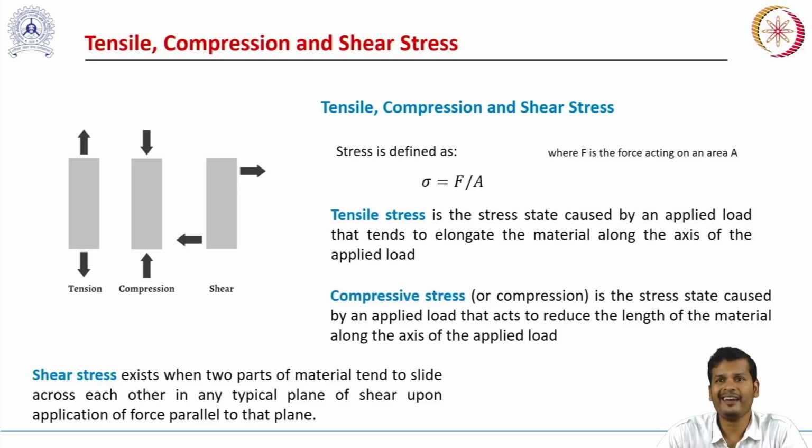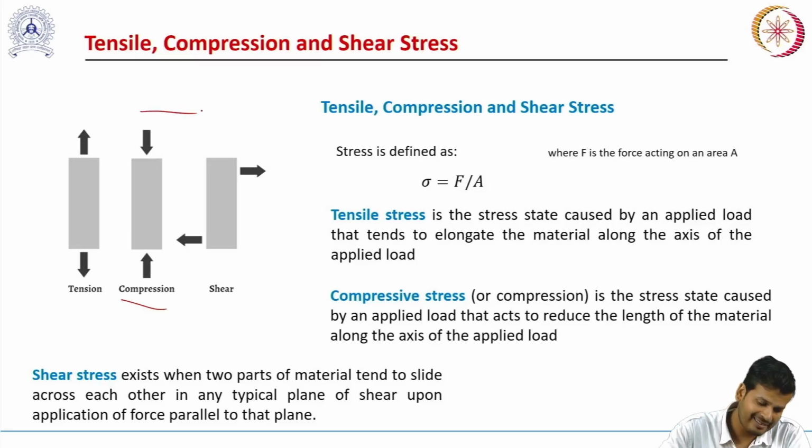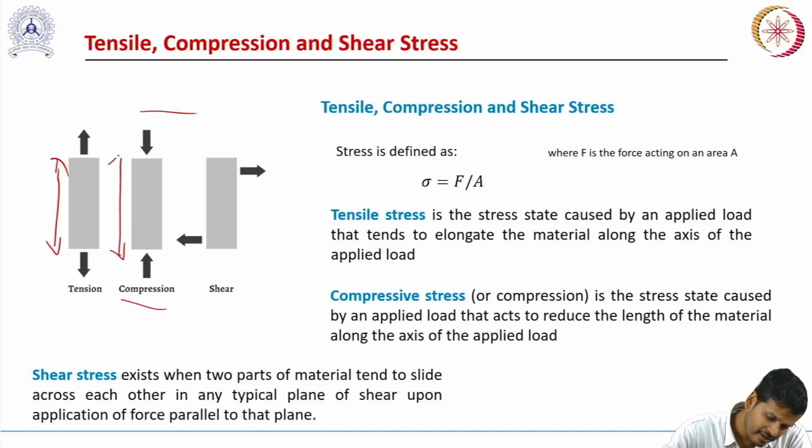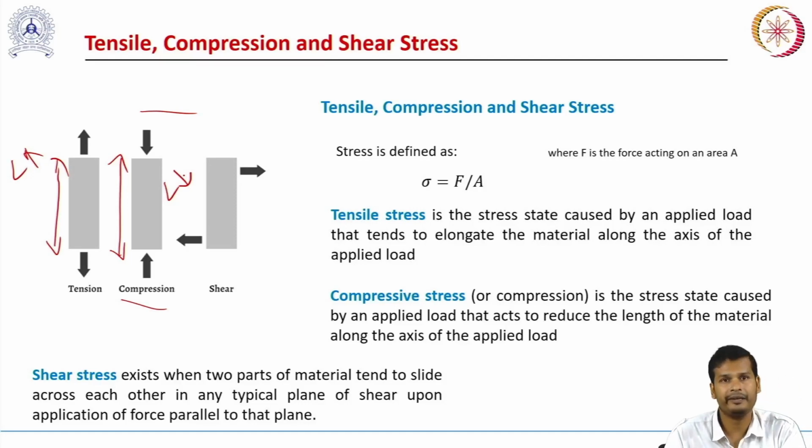A tensile stress is caused by an applied load or force which is trying to elongate the body of the material, whereas compressional stress is caused by an applied load or force which is trying to compress the body of the material. That means a tensile stress will try to increase the length of the body and a compressional stress will try to decrease the length of the body. So in this case the length will increase, in this case the length will decrease.